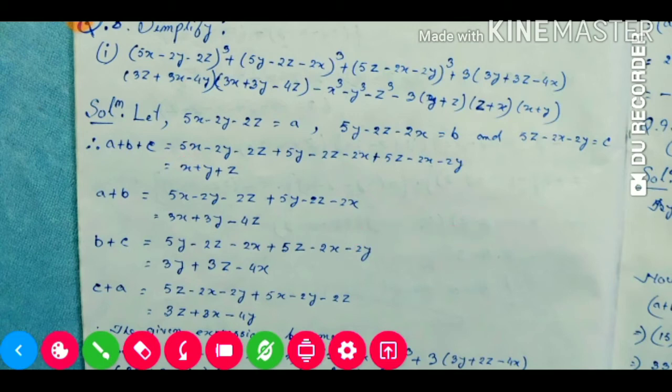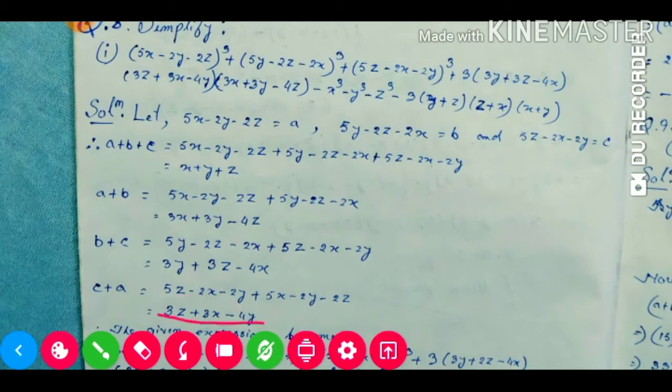Similarly the remaining ones also. Minus 2y, and this one also minus 2y, so minus 4y, and plus 5y, so this one will be plus y, and this one same to same, it will be plus z. And a plus b, a value plus b value, it will be this one. Then b plus c, we put the b value, then plus the c value, it will be this one. Then c plus a, c value, then our a value. Then we'll add, subtract, then we'll get this one.